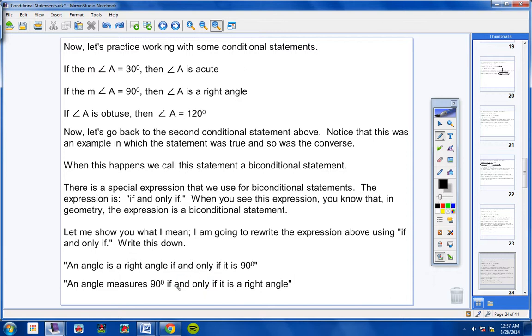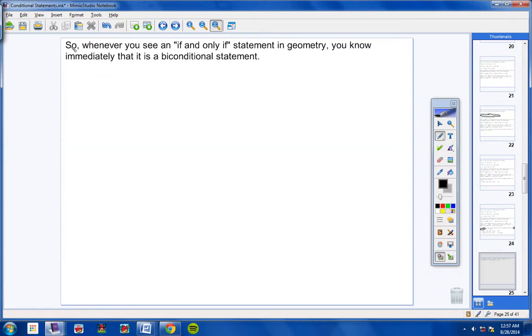And notice both of these statements are written using what? If and only if. So write these two statements down so you're getting used to seeing that, so you know how to write them on your own. If I ask you to take a statement and write it using if and only if, make sure you understand how to do this. Definitely write this in your notes, please. So whenever you see an if and only if statement in geometry, you know immediately that it is a biconditional statement. Please write this in your notes. This is really important. I'm going to continue on, but this will stay up here for a while.